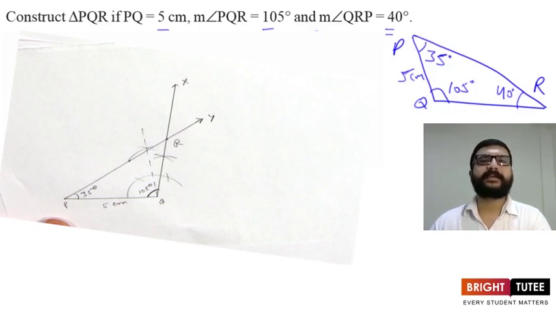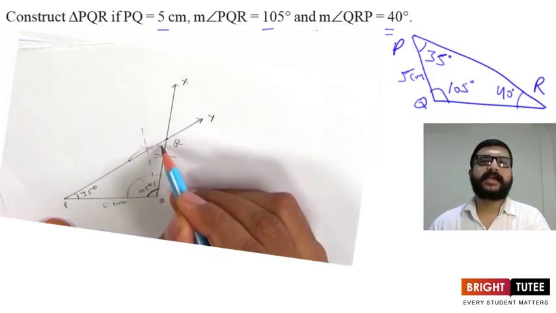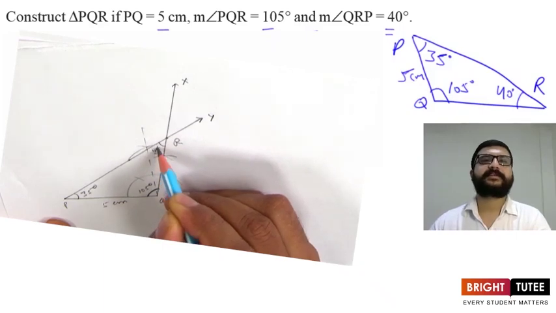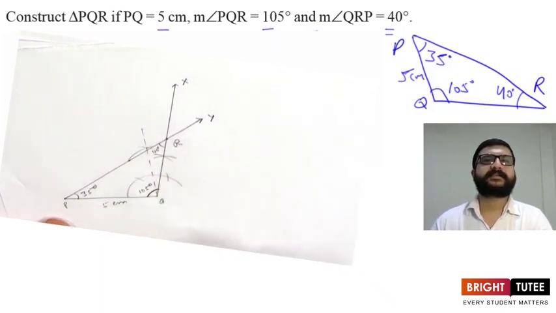Now we are ready with the triangle PQR in which angle P is 35 degrees, PQ is 5 centimeters and angle Q is 105 degrees and angle R will be 40 degrees. So we are done with the construction now. Now let's move to the next question.